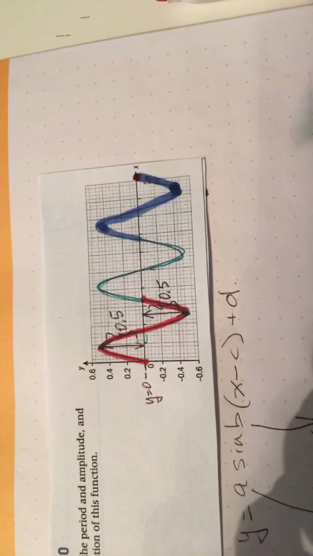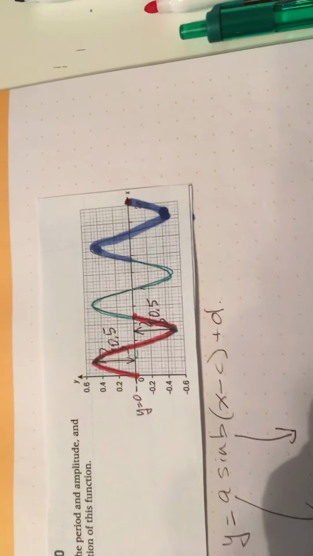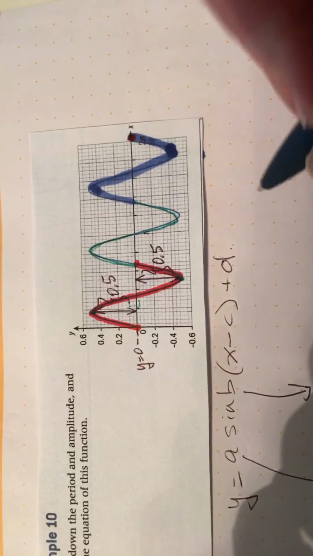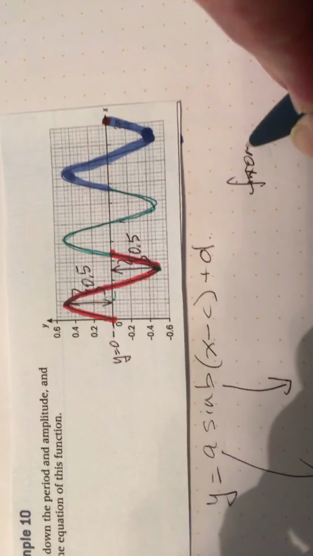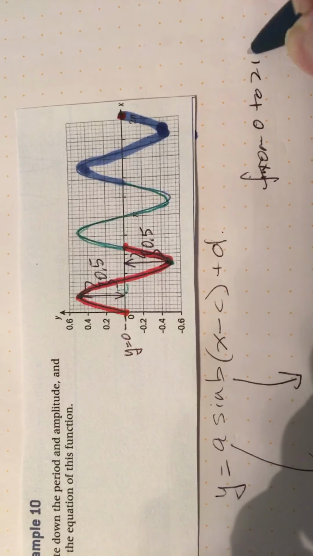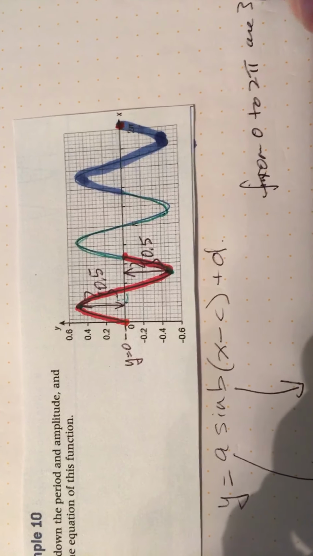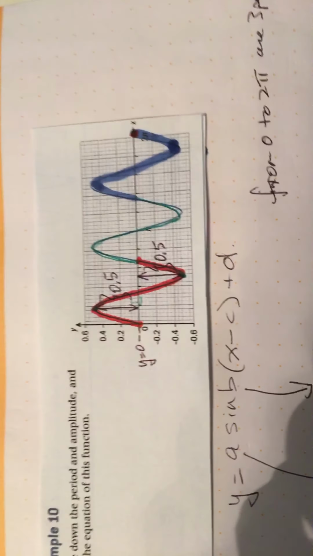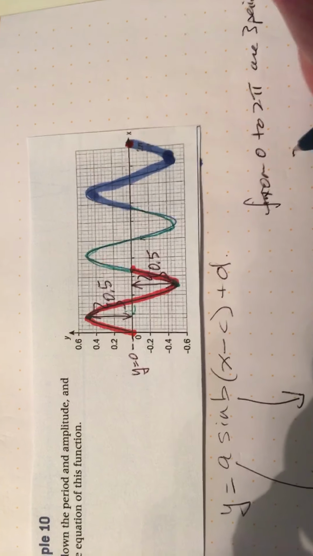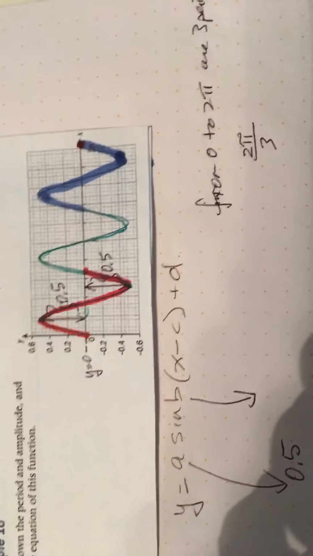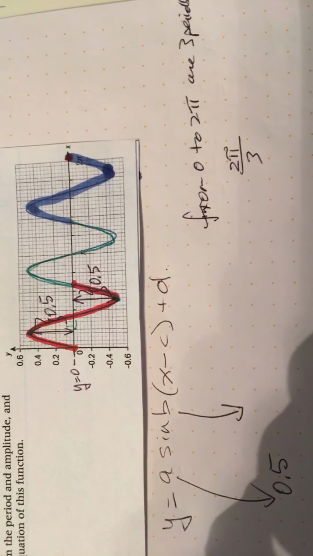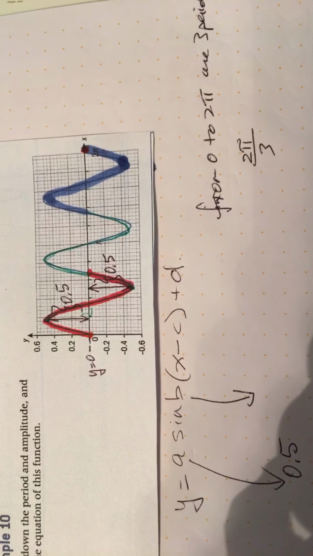Okay, so that must mean that from 0 to 2 pi are three periods. So that means that each period is 2 pi divided by 3. Okay, so 2/3 of pi is each period.